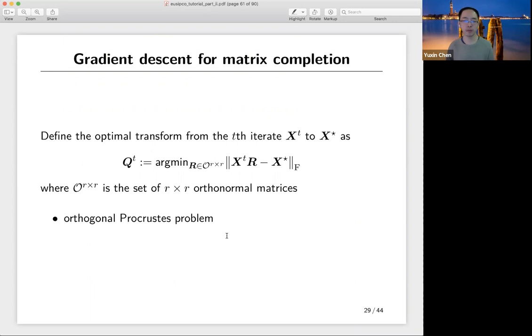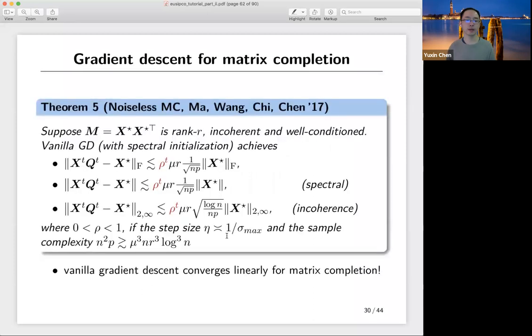Because of this, we're going to introduce the following matrix that helps us present the theory. Suppose I give you my current estimate XT, and you want to compare this with the ground truth X star. I'm going to generate XQT as the matrix that best aligns XT with X star. It's an orthonormal matrix, but it serves the purpose of aligning these two matrices in the best possible way. With this, I can present our theory.